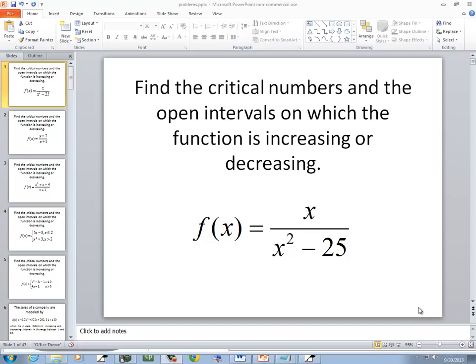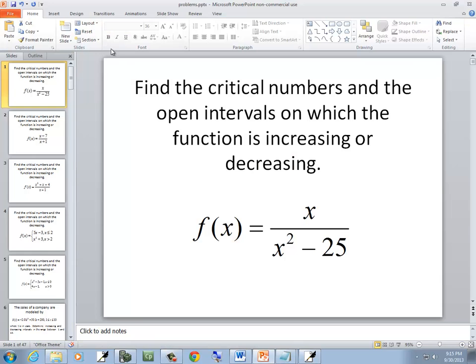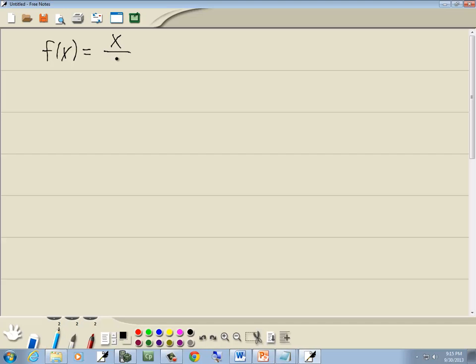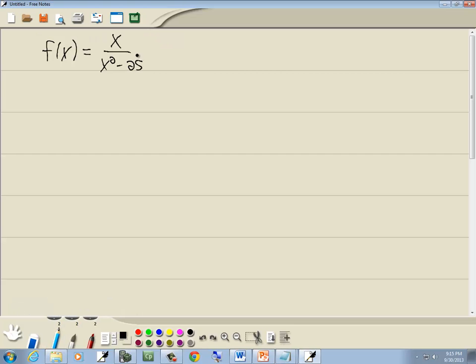Let's take a look at this problem. We've got f of x is equal to x over x squared minus 25. And instructions are to find out where it's increasing, decreasing. So we'll go through those steps. Our first step is going to be to find our derivative. Well, this is a quotient rule.